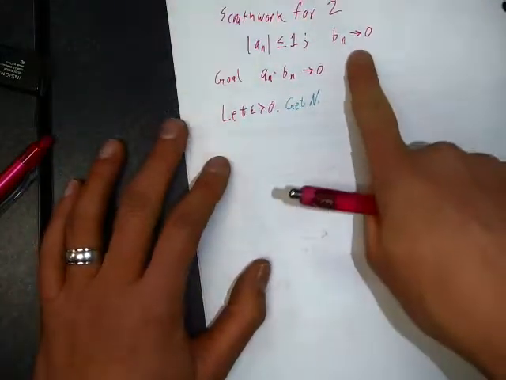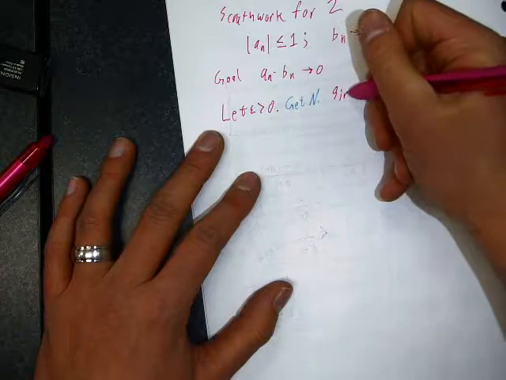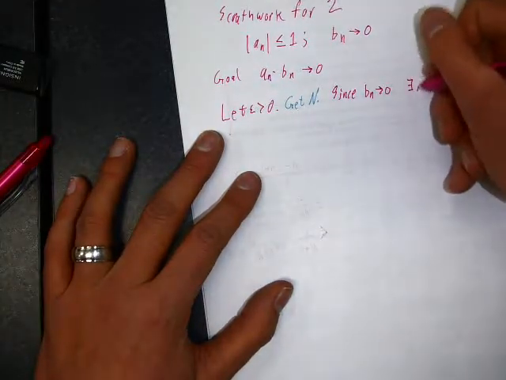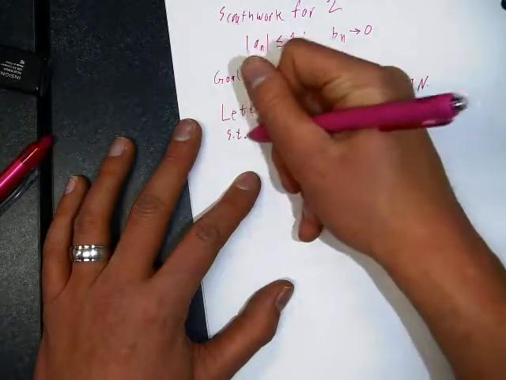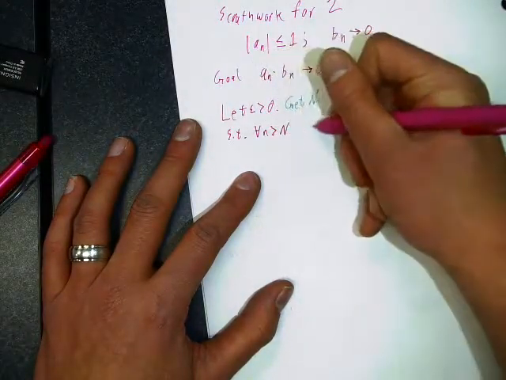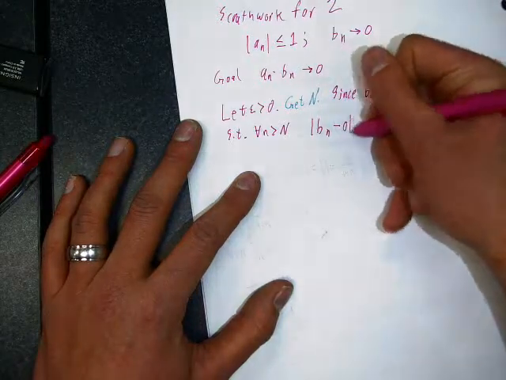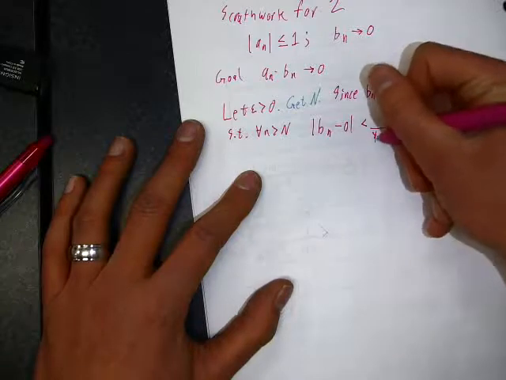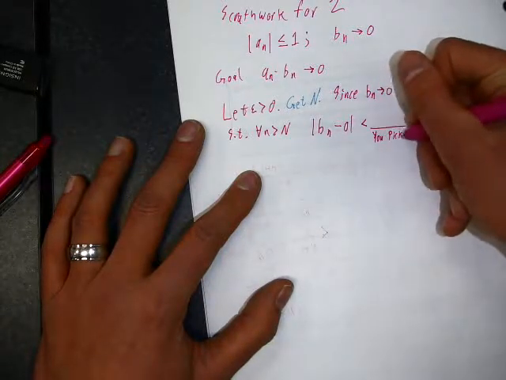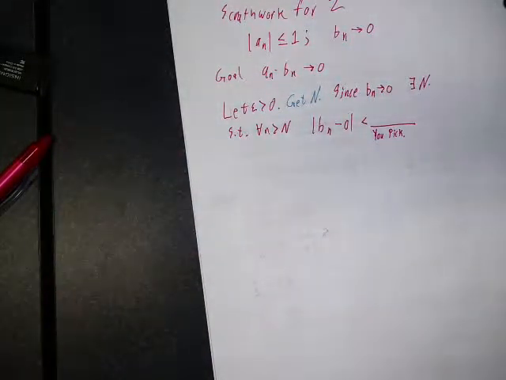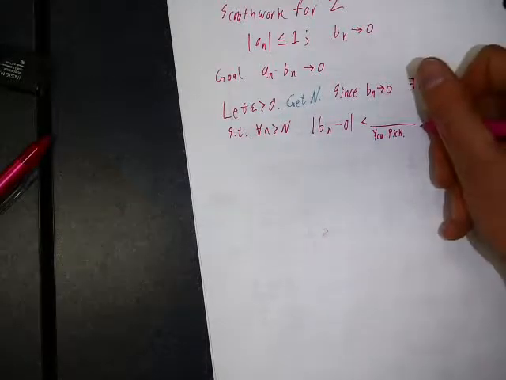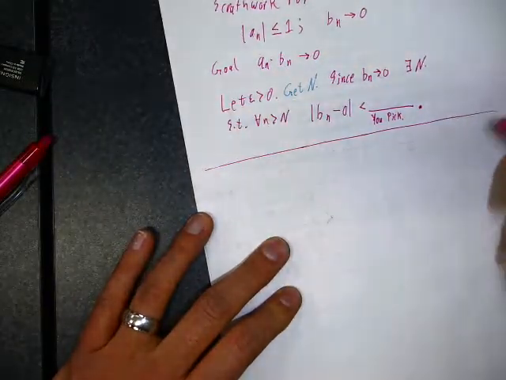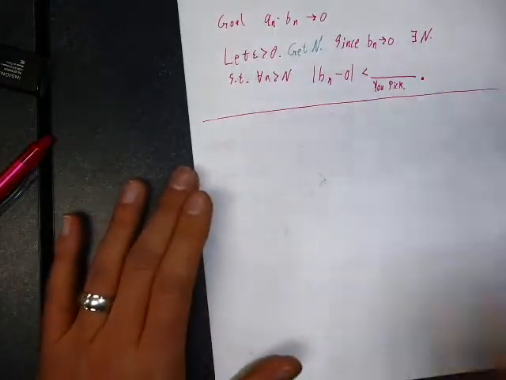And maybe this is the only thing you know. Since b_n converges to 0, there exists a big N such that for all little n bigger than big N, the absolute value of b_n minus 0, which is the same as just b_n, is less than a quantity that you get to pick. And let's figure out how to pick that quantity.